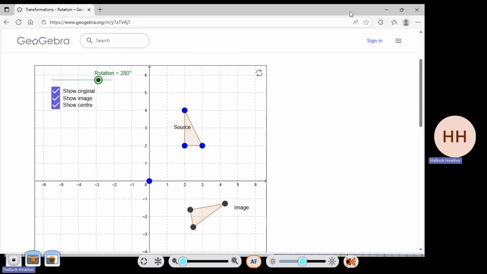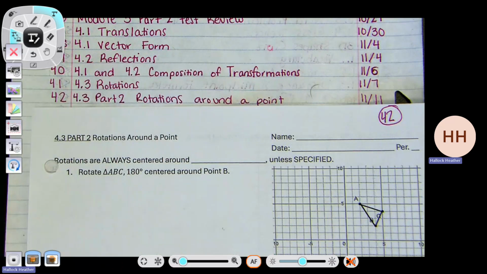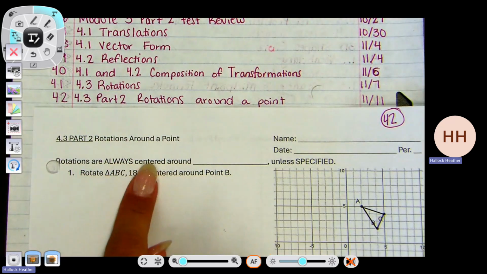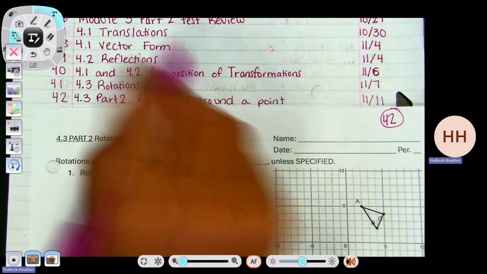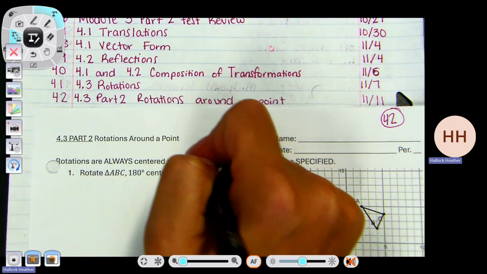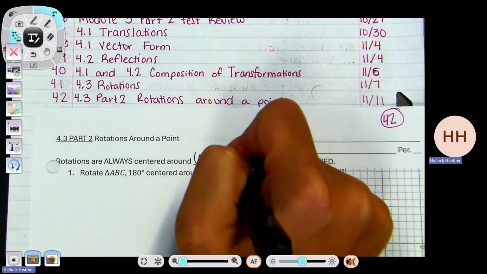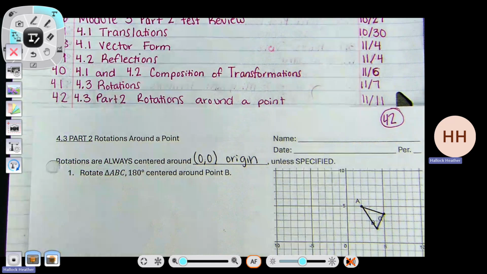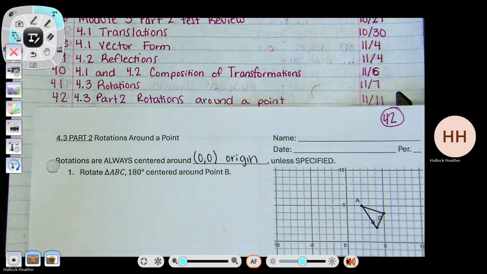Oh, go away. Gonna get rid of that now. So now it's around a specific point. So this is part 2. So rotations always are centered around 0, 0, which is the origin, unless specified. So today it's going to be specified.